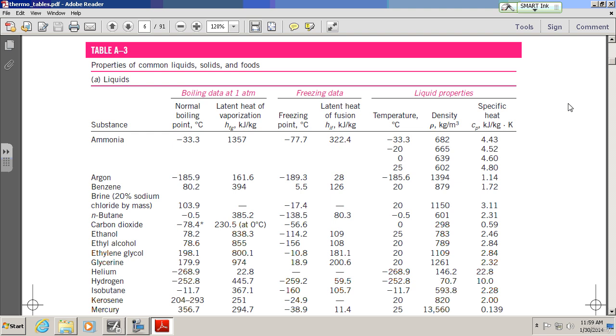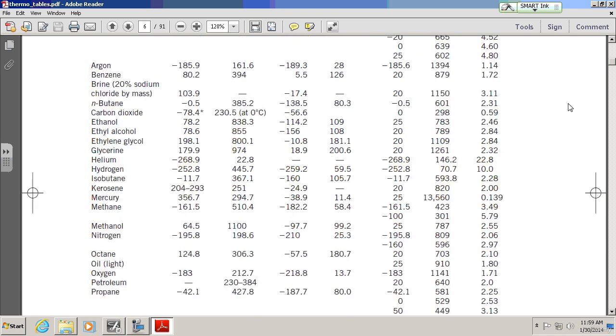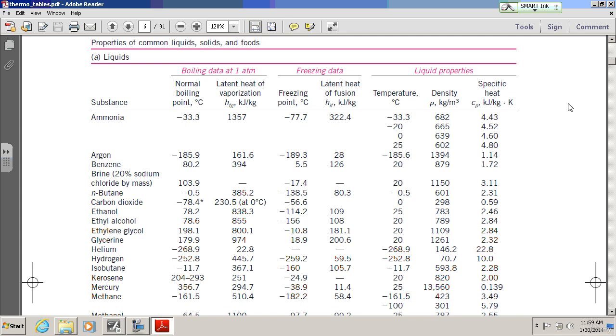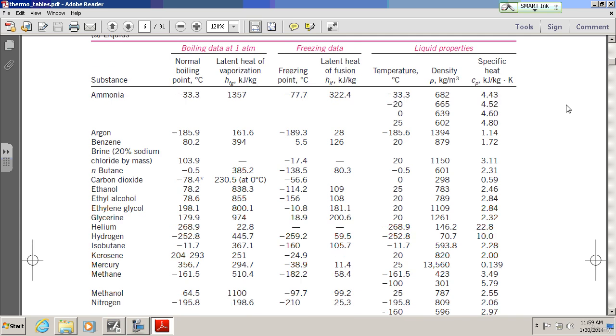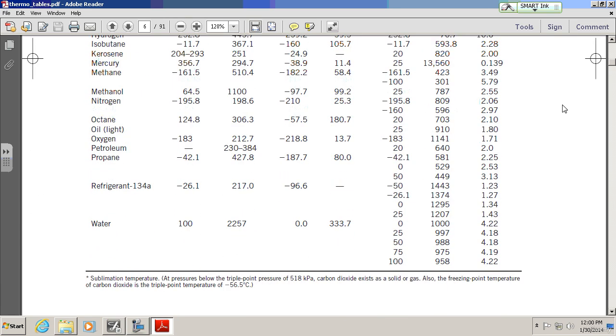Specific heat of common liquids, solids, and foods, Table A3, liquids. You've got a bunch of liquids there. The last column is the specific heat, and at the bottom there is water. Notice the specific heat of water does change as you go from 0 to 100 degrees Celsius. And by the way, this is assuming standard pressure.